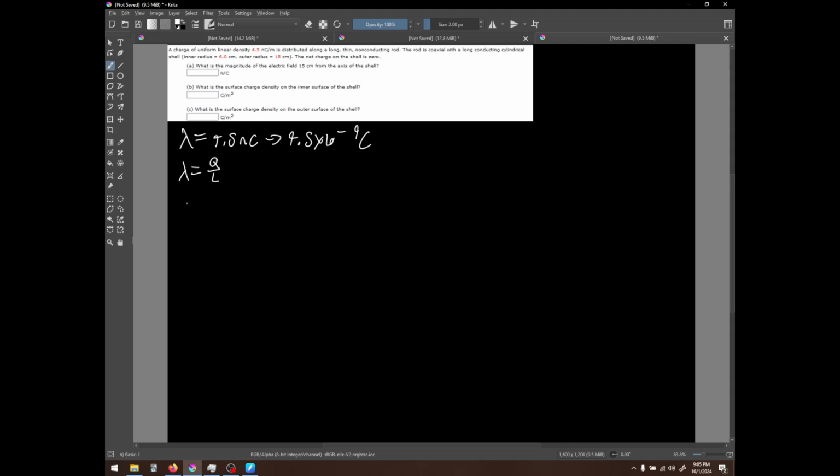We also have radius inner and radius outer. And this is going to be 6 centimeters, which is 0.06 meters. And this is 15 centimeters, which is 0.15 meters.